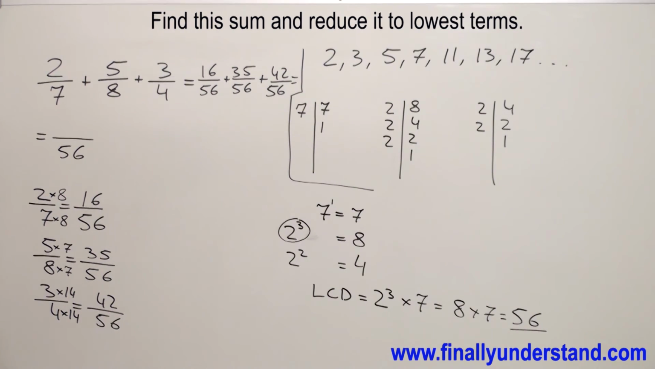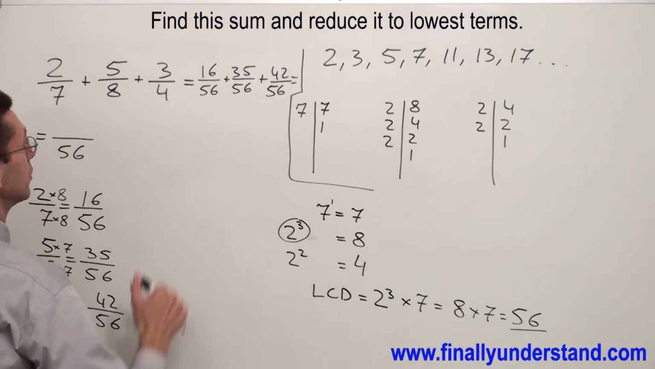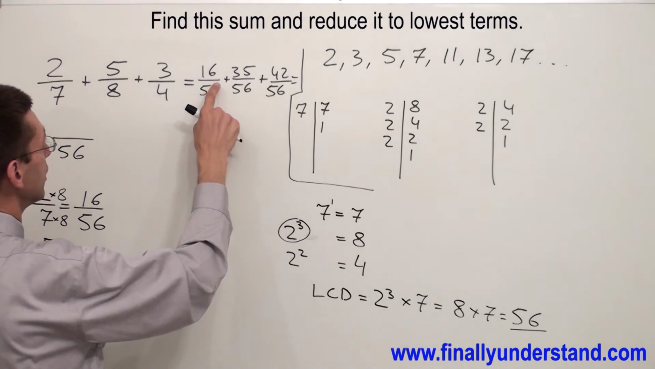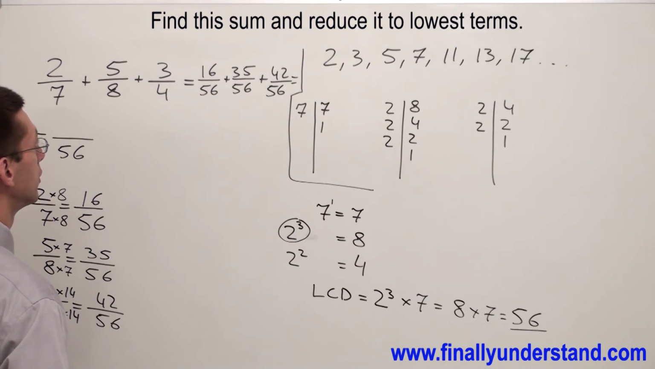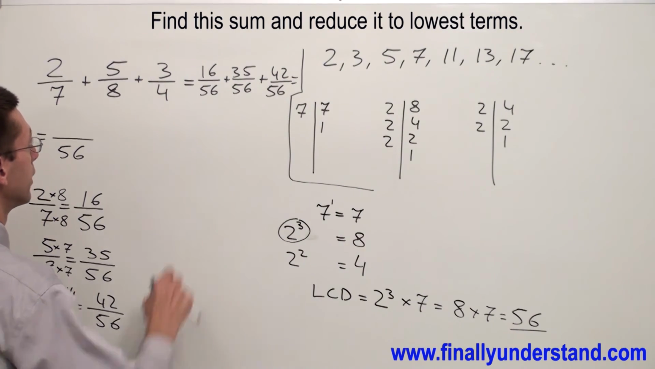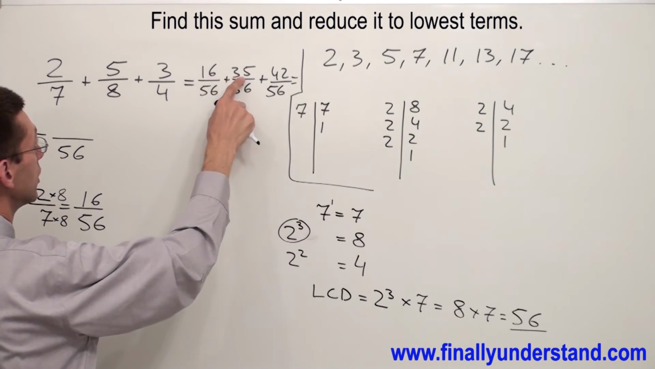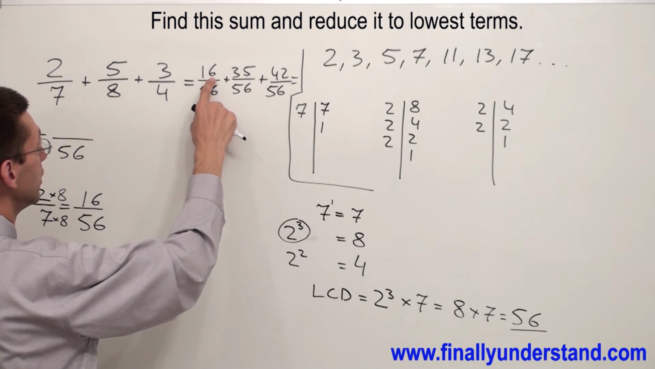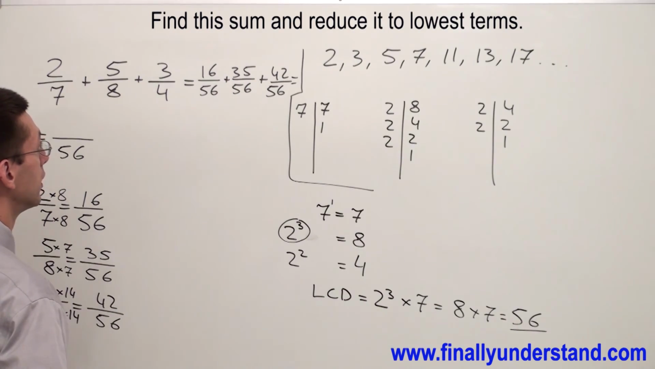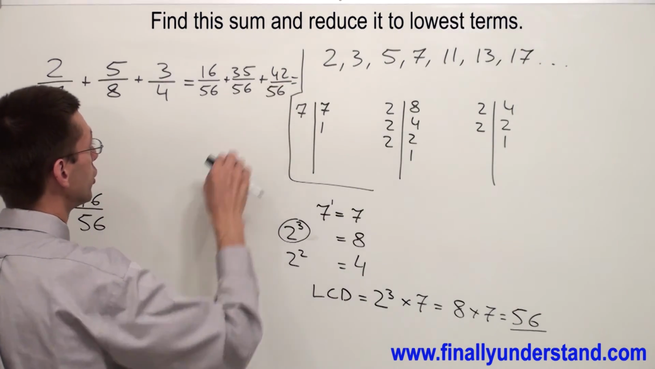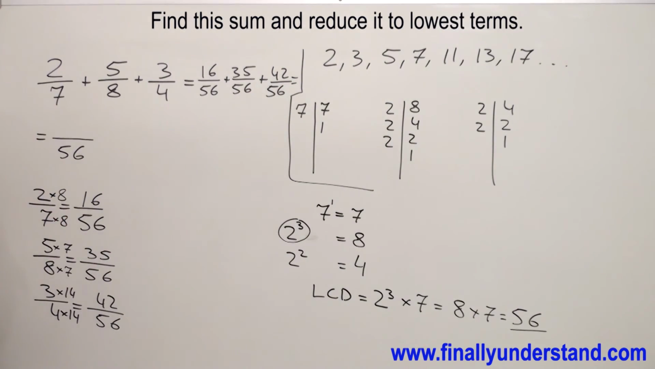Now we have to add the numerators. Okay, so we have 16 plus 35. This is going to be 10 plus 30 gives me 40. Okay, and 6 plus 5 gives me 11. So 16 plus 35 is 51. 51 plus 42 gives me 93.